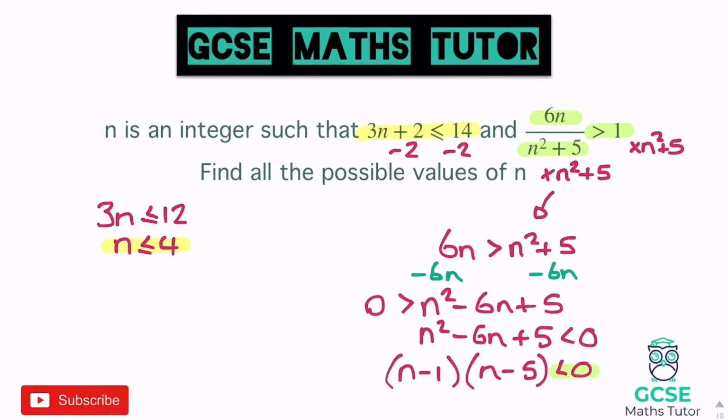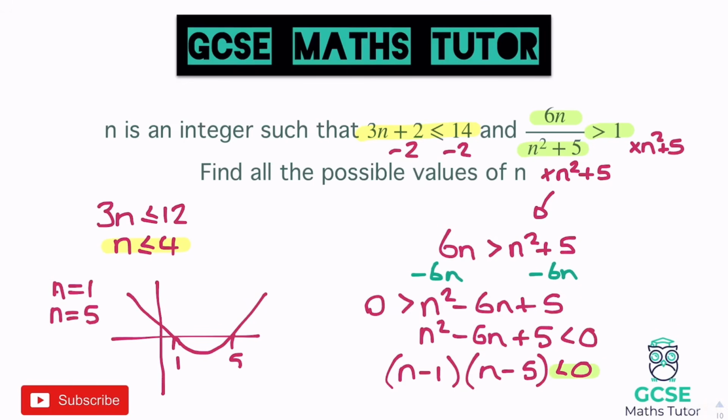So if I draw a little sketch of the curve, let's write down the solutions as well. I'll write them up here. We've got n equals 1 and we've got n equals 5. And if I draw my little curve for that, there we go. We've got 1 and 5 and it's less than 0. So we are looking at this part below the curve there. So my inequality for this will be a single one and it's 1 and 5. There we go. Right, so that's my inequality done for the second one.